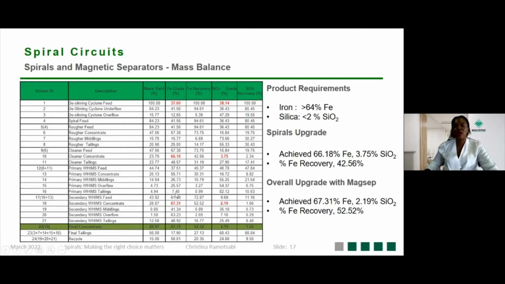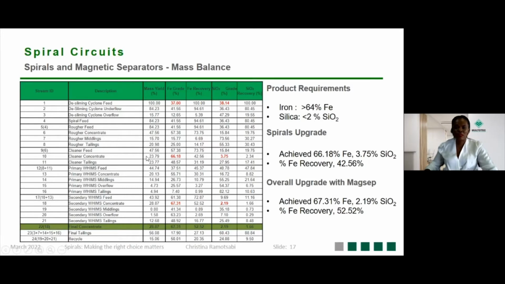But after employing an additional 2 stages of WIMS, the iron was further upgraded to around 67%, and the silica was further downgraded to around 2.19%. Although the silica was slightly above specification, it could be optimized to be in line. So like I alluded to in the beginning, for this particular case study, the addition of the MagSep onto the spiral circuit had some benefits.